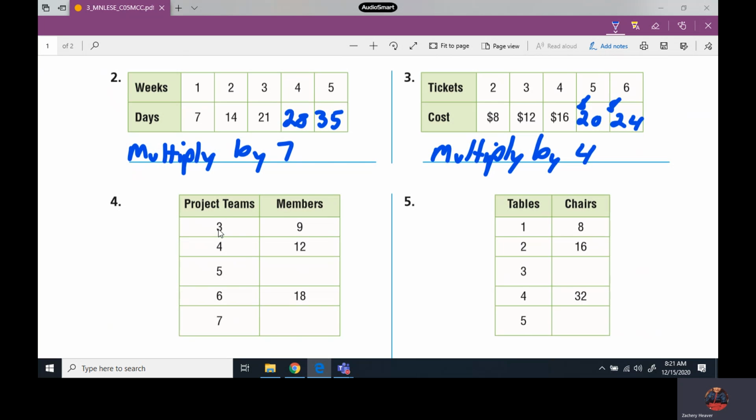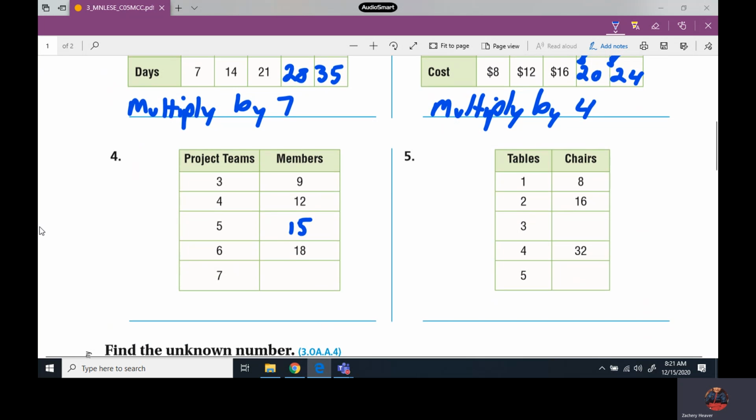3 times what equals 9? That's 3. 3 times 4 is 12. 3 times 5 is 15. 3 times 6 is 18. 3 times 7 is 21. Let's multiply by 3.